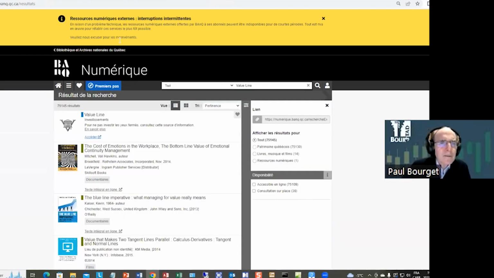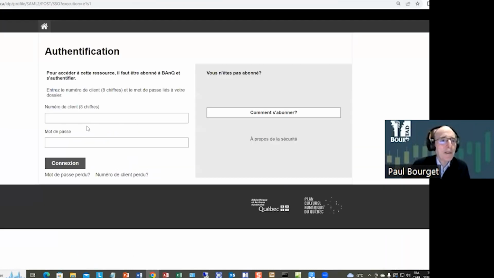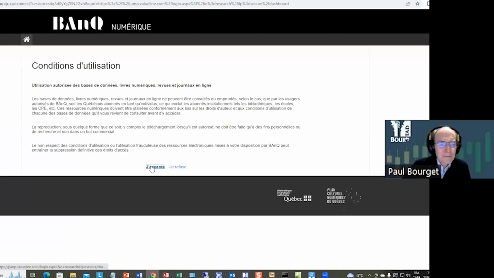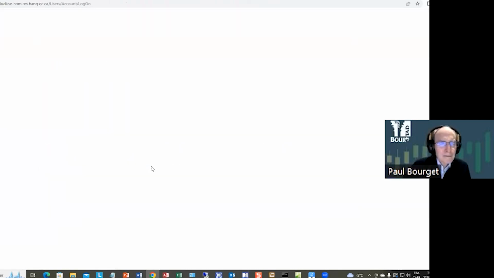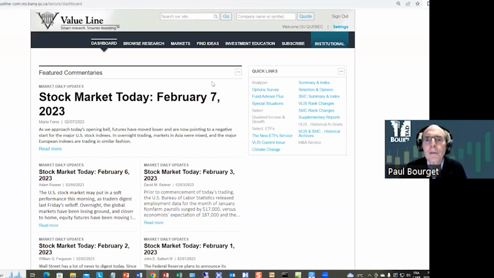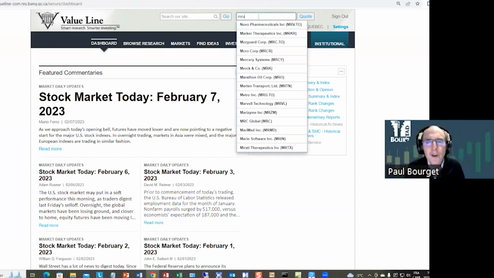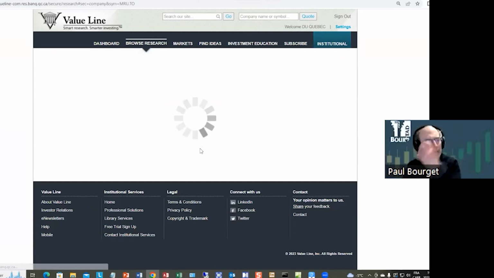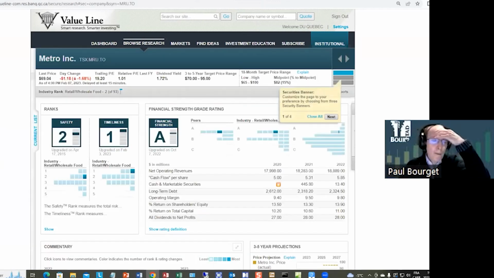And we are advised that there could be an interruption, and there's not one right now. No, it seems that we'll be able to log on. Here we are. So Value Line, first you can look at a corporation either by using the name of the corporation or its ticker symbol. So here, now I'm asking for information on Metro.